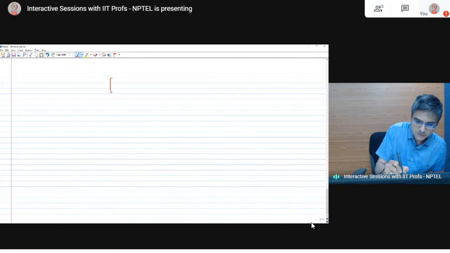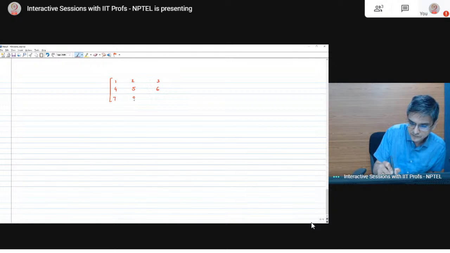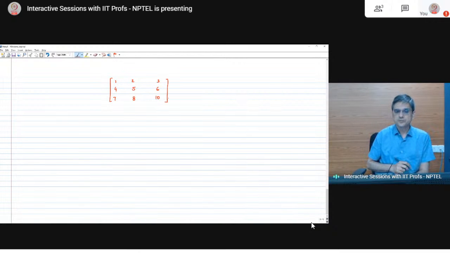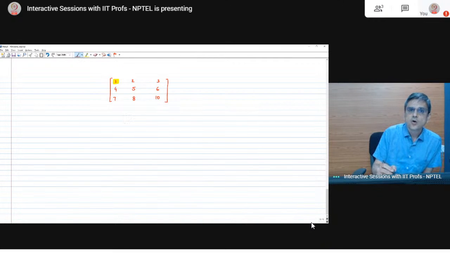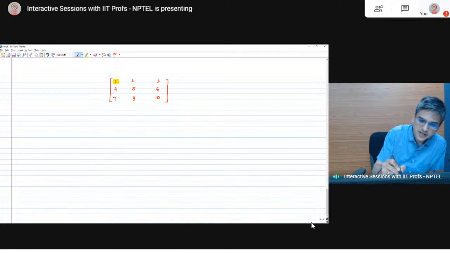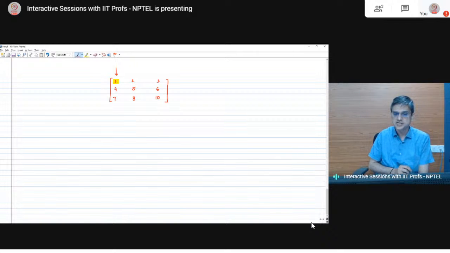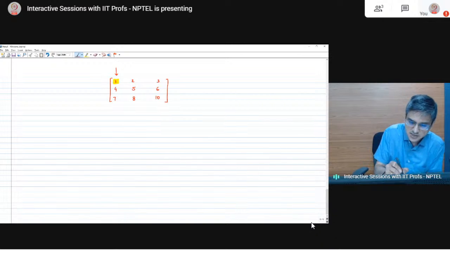So the problem was 1, 2, 3, 4, 5, 6, 7, 8, 10. What do we do with partial pivoting? First case, the pivot element is this. 1 is the pivot element. Now, what is the idea of partial pivoting? That the pivot element's absolute value should be the largest in that particular column. But that's not the case. Which one is the largest? This particular one is the largest value.